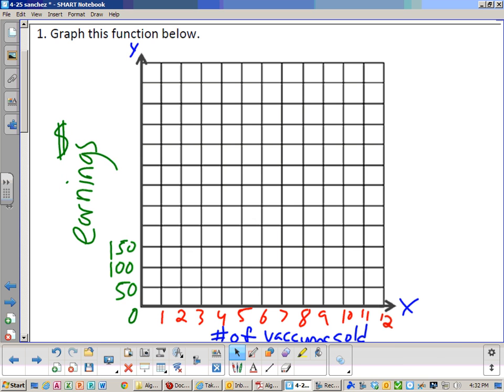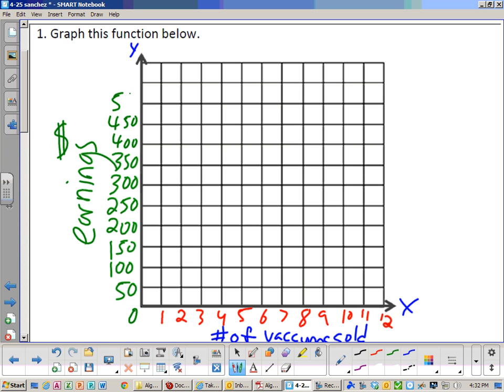All right. So now we got 200, 250, 300, 350, 400, 450, 500, and so on and so forth, right? That's 550. All right, 550. All right, so now we got it.